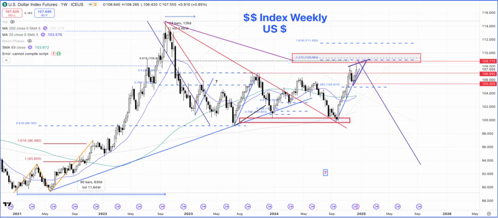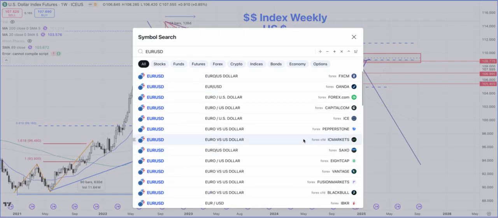This is the weekly chart of the dollar index. The dollar index is roughly about 51%, used to be about 53.5, 53.2% the euro currency, but it's a little bit less now. I think still about 51 point something. So here we are approaching a key resistance level at 108.96, but the euro currency is doing something really interesting. So we will take a look at the EURUSD.